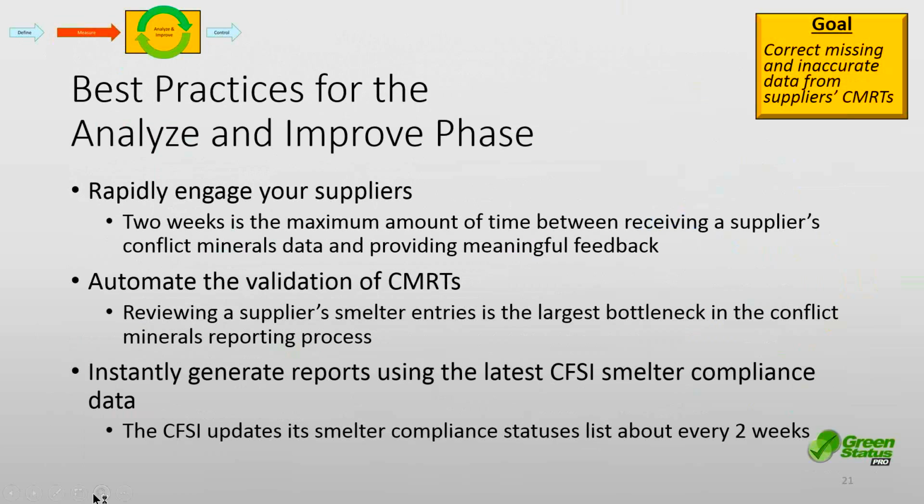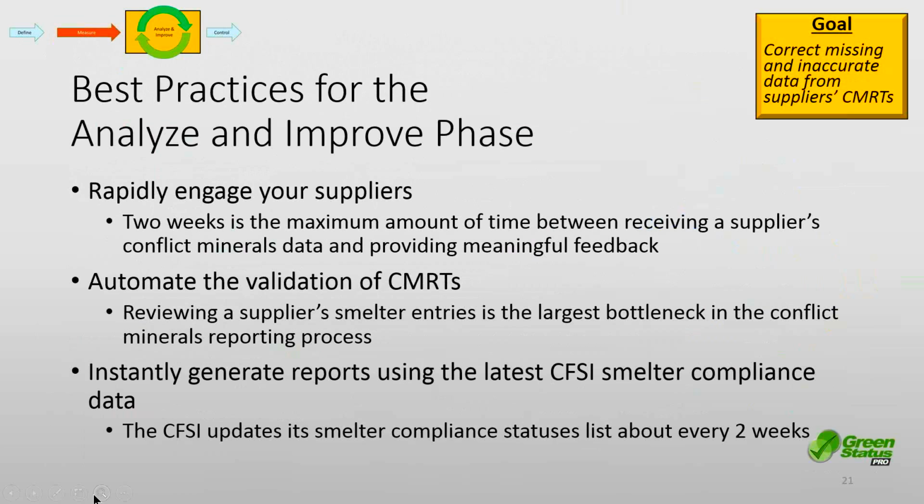In the analyze and improve phase, it's really about rapid turnaround. Again, you want to correct missing and inaccurate data from your supplier's CMRTs. And in order to do that, you need to do it quickly to keep them engaged and make sure that your feedback is actually meaningful. If you wait more than 2 weeks, either the supplier may have forgotten you, changed their data, or a standard could have changed, making your feedback meaningless.